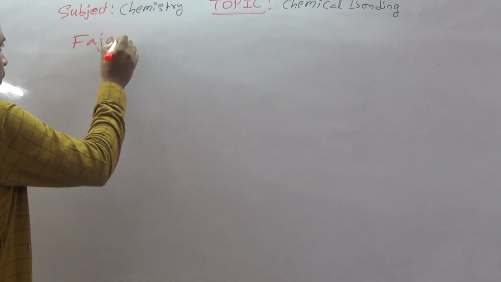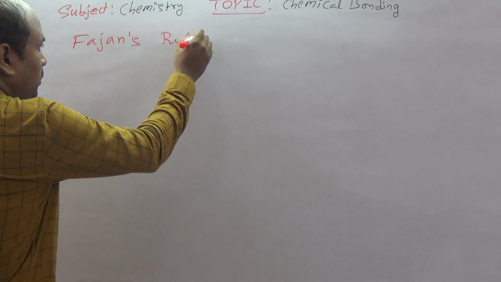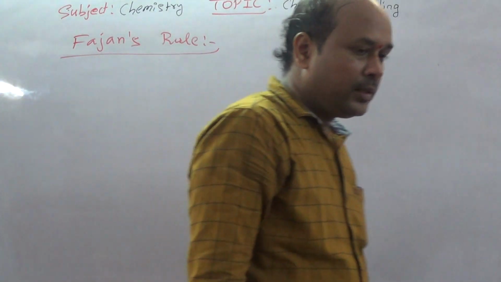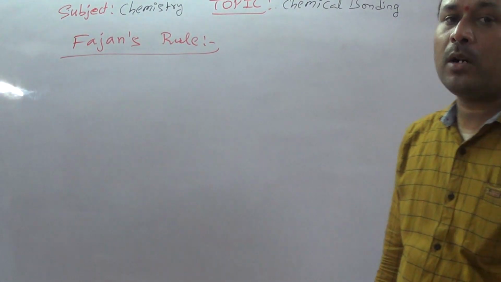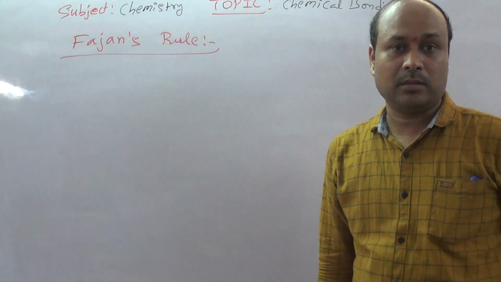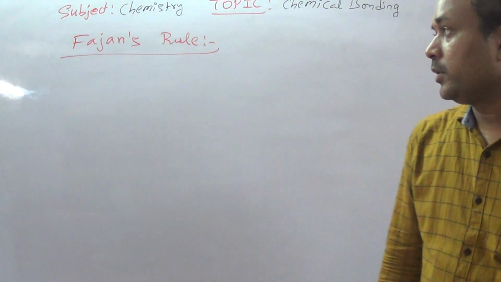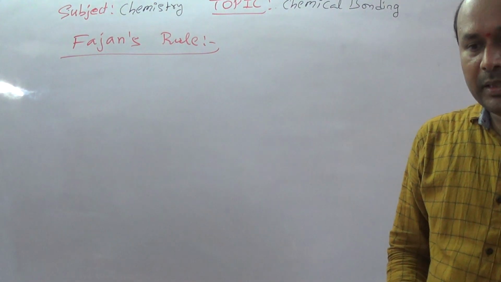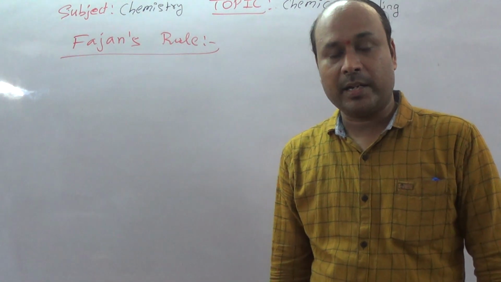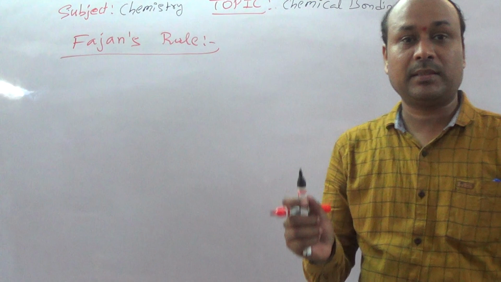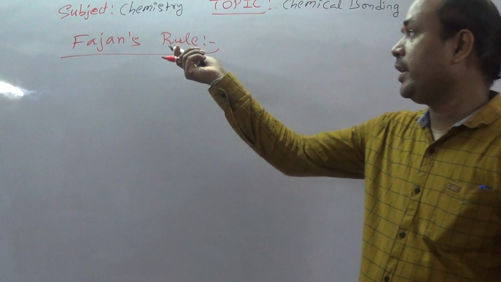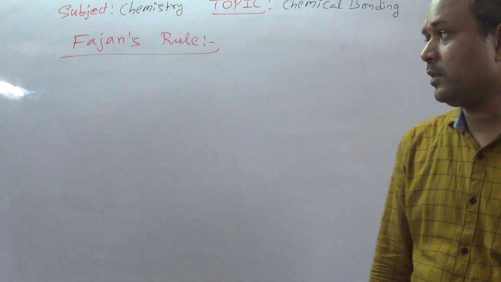Next topic is Poisson's rule. So, students, Poisson's rules explain the covalent character in a given compound. Generally, no bond is 100% ionic, but it has some percentage of covalent character. That character is explained by Poisson's rule.